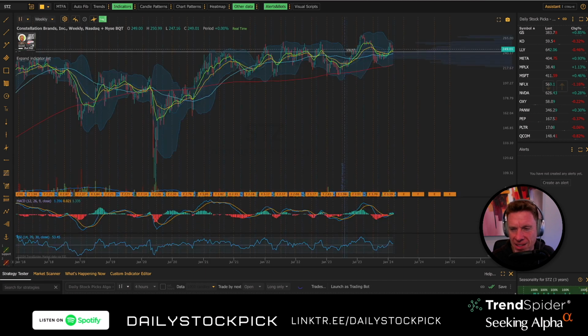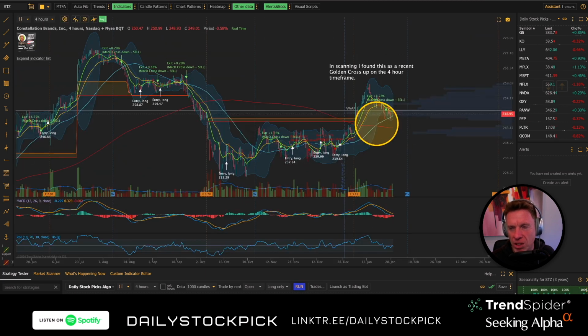Do you think this is consolidation, a normal pullback, or is there something more going on? In scanning, I found this as a recent golden cross-up on the 4-hour algorithm. You can see, here's what happened. You're seeing the 50-day move up. I think it's just pulling back to the 50-day.